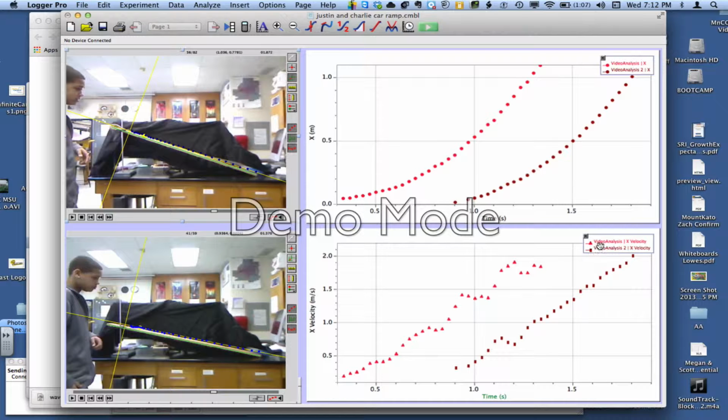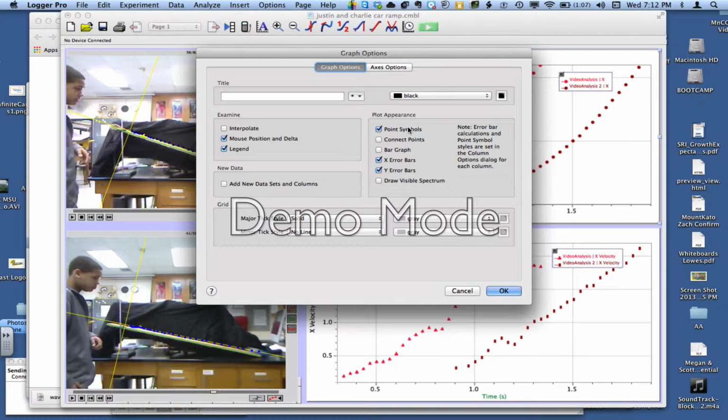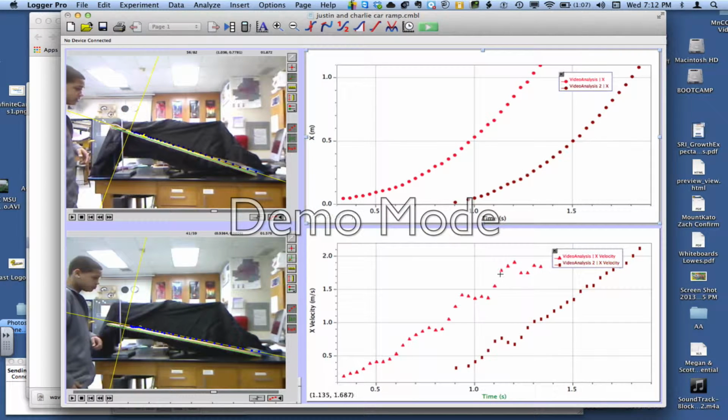Also, to keep track of which is which, a handy thing to do is to use the legend. You'll notice in these two videos I have legends in the top right corner. To access that, if you double click on the video, you can turn on and off this option over here called legend, and that's handy because it'll let you know which one is which.